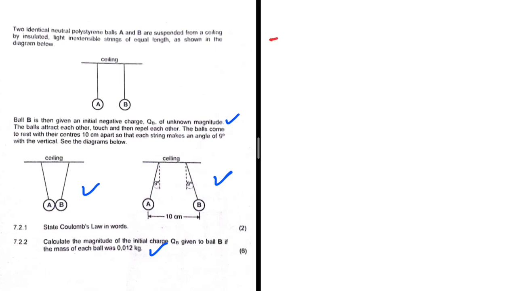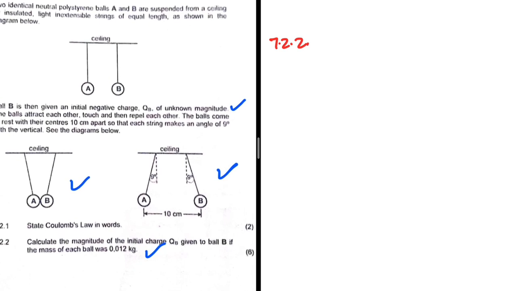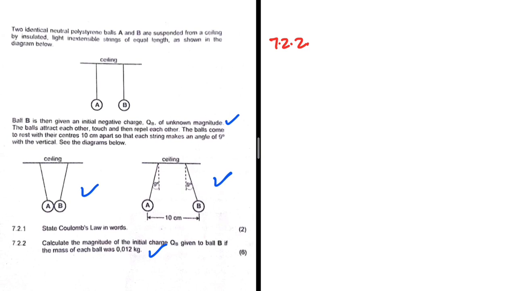In the first question 7.2.1, we define Coulomb's law, and then in 7.2.2 we're supposed to calculate the magnitude of the initial charge QB given to ball B if the mass of each ball was 0.012 kilograms. Okay, so these spheres are at rest at this point when they are 10 centimeters apart from each other. Right, so take a look at this.